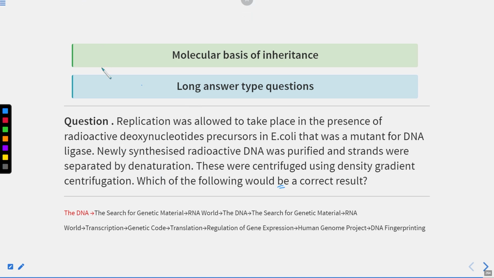So let's start with the next question. In the question, it is saying that replication was allowed to take place in the presence of radioactive deoxynucleotides, precursors in the E.